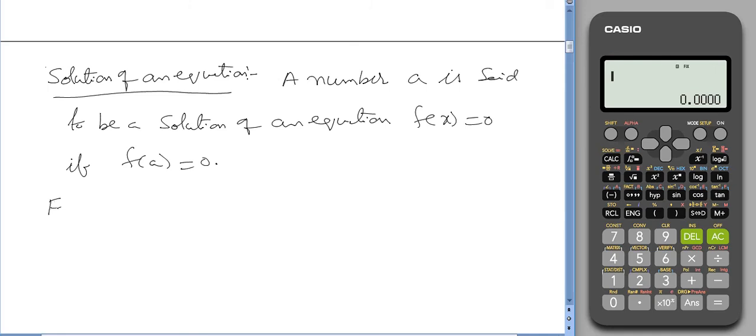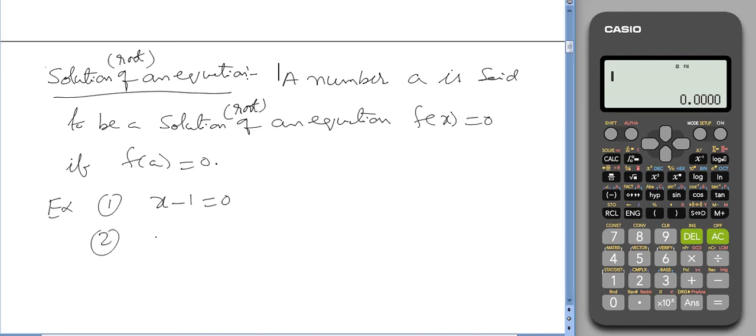For example, I will take x minus 1 equals 0. If you observe this equation, x equals 1 satisfies the equation, that's why 1 is called a solution. Now we have another name, solution or a root of the equation. So I will write both terms, root or solution, both are same. So x equals 1 is the root of the equation or a solution of the equation.